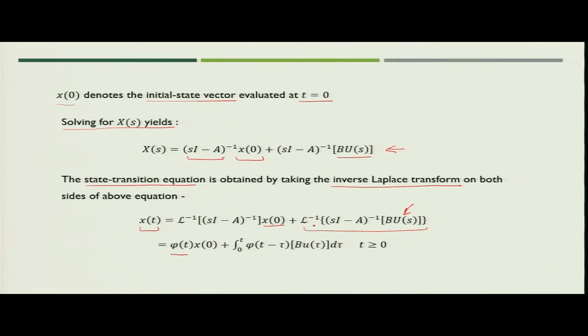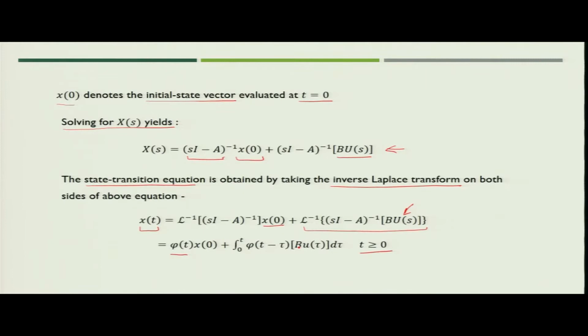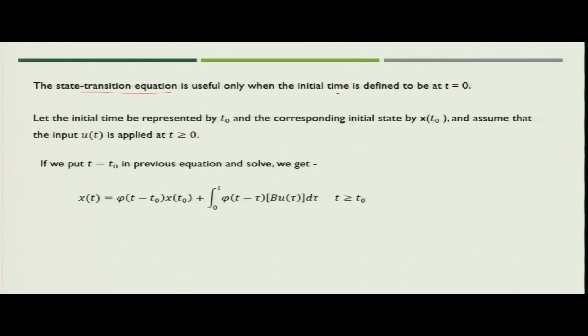We will use the fundamental theorem of inverse Laplace transform. You can write this as the integral from 0 to t of phi(t - tau) B u(tau) d tau, for any time t greater than 0. So, this is the state transition equation, that is the state x(t) when the forcing function is present in the system. Now, this is defined when the initial time is t = 0. If the initial time is some other time t naught, the corresponding initial state becomes x(t0), and we assume that an input u(t) is applied at any time t greater than 0. If you put t = t0 in the previous equation and simplify, you will get x(t) = phi(t - t0) x(t0) plus the integral of phi(t - tau) B u(tau) d tau.